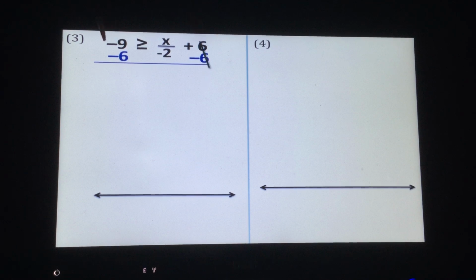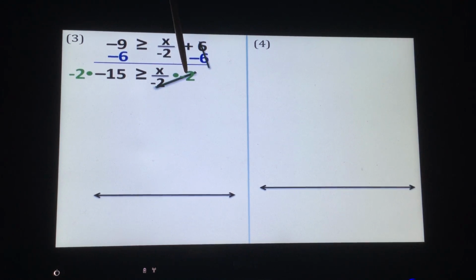All right, over here, negative 9 and negative 6, that's going to get you a negative 15. Everything else will just come down. So negative 15 is greater or equal to x over negative 2. All right, now, how do we get x by itself? Well, in this one, it's being divided by negative 2. The opposite of dividing is multiplying. So let's multiply both sides by negative 2. Over here, these cancel. Okay, now remember the rule. The rule is if you multiply or divide by a negative, you have to change the sign.